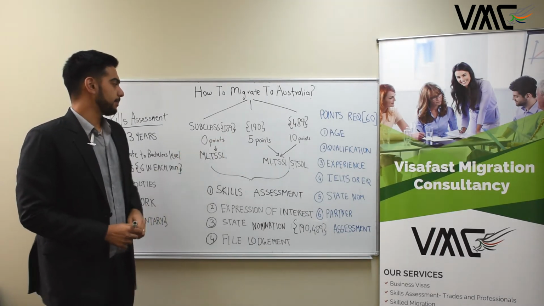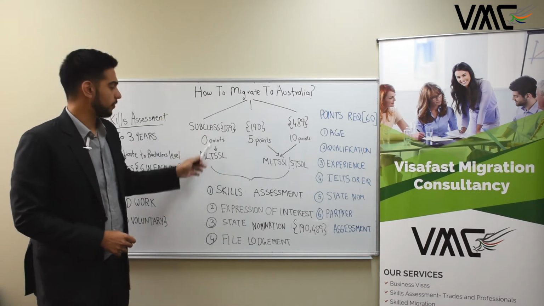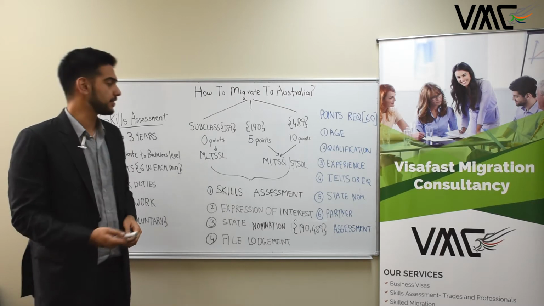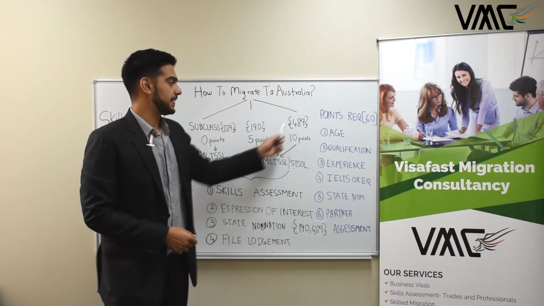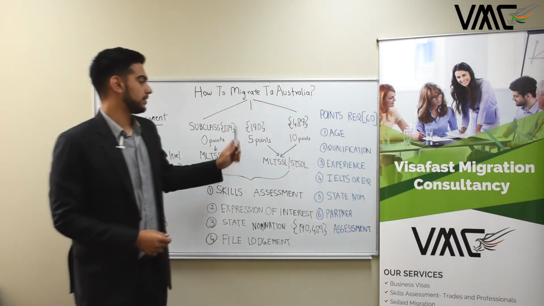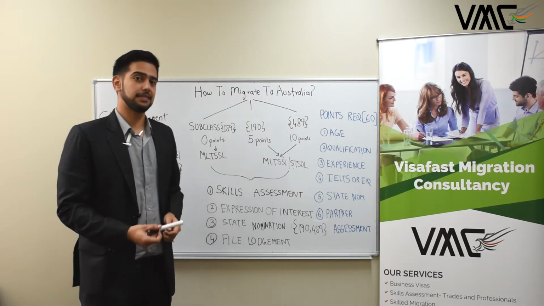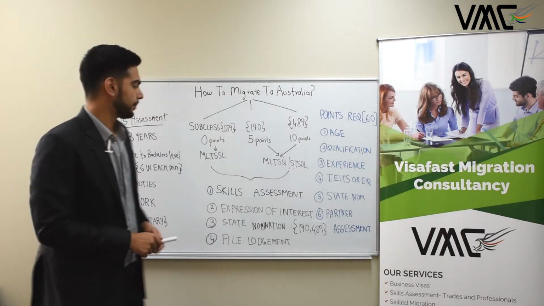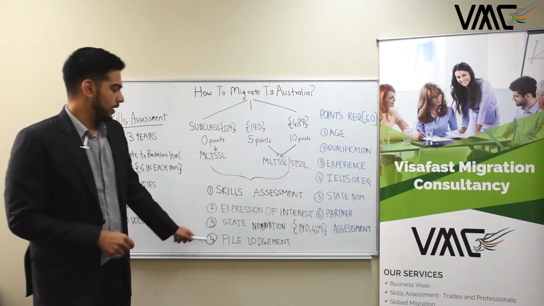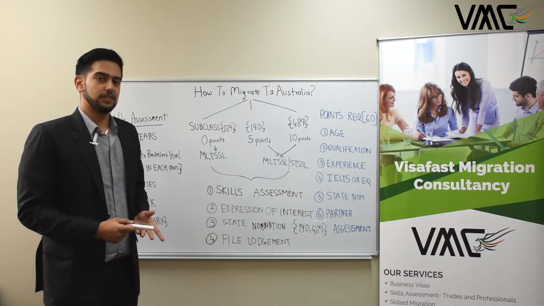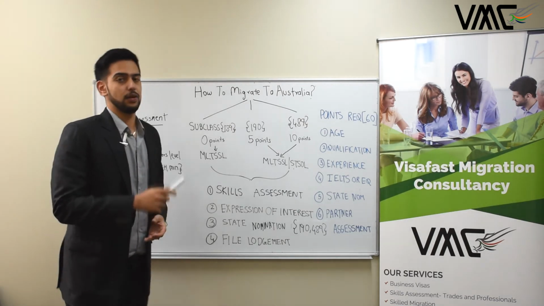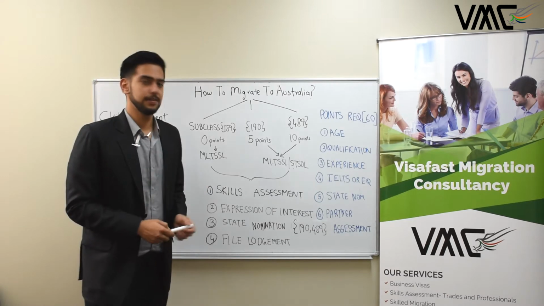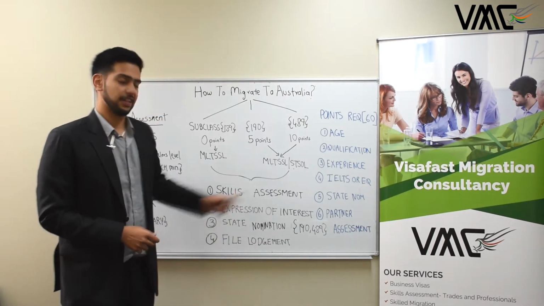Subclass 189 has all the occupations from the MLTSSL, which is the medium and long-term strategic skills list, whereas subclass 190 and 489 have all the occupations from the MLTSSL and the STSOL, which is the short-term skilled occupation list. These are the four general steps you need to follow if you are applying for PR through general skilled migration. The first step is skill assessment.